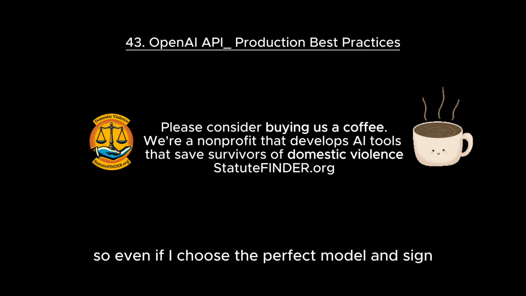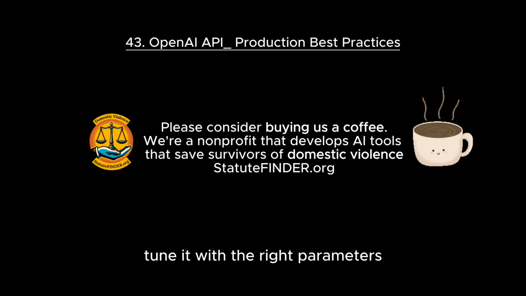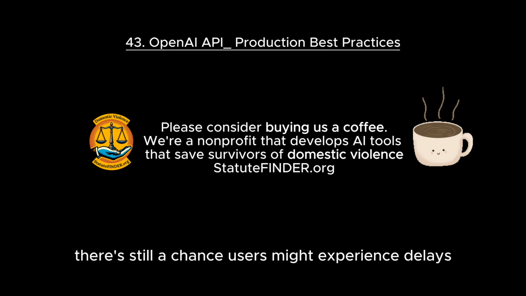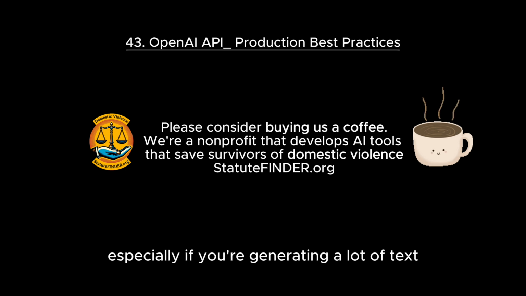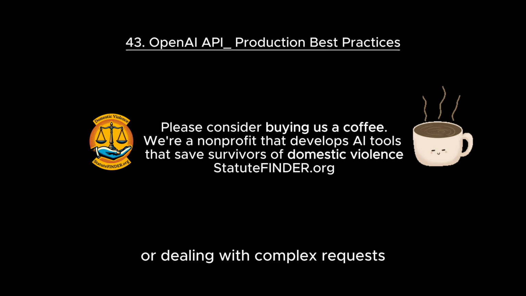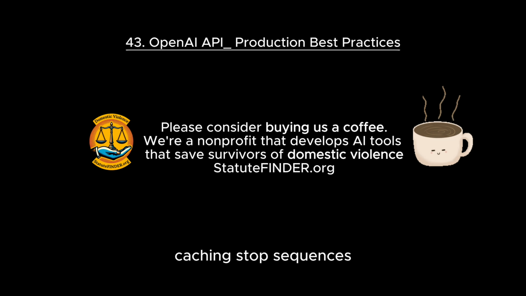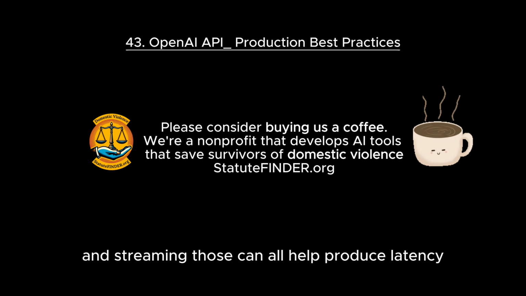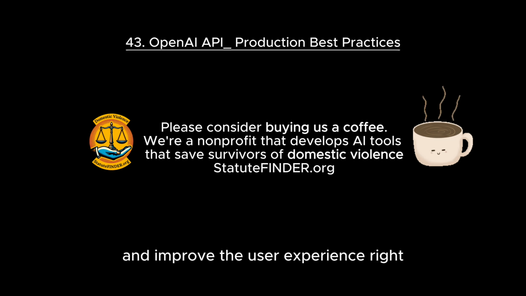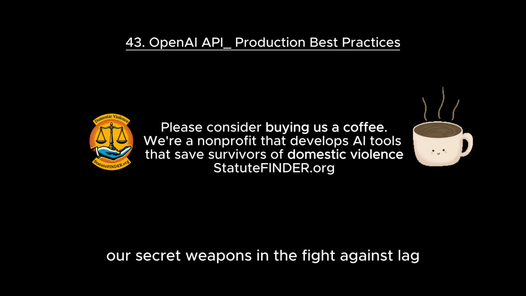So even if I choose the perfect model and fine-tune it with the right parameters, there's still a chance users might experience delays. It's possible, especially if you're generating a lot of text or dealing with complex requests. But remember, those optimization techniques we talked about earlier, caching, stop sequences, and streaming, can all help reduce latency and improve the user experience. Right, those are like our secret weapons in the fight against lag.